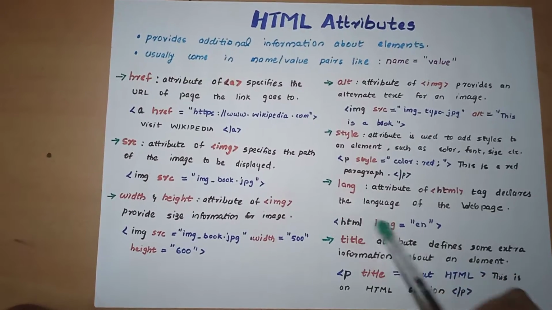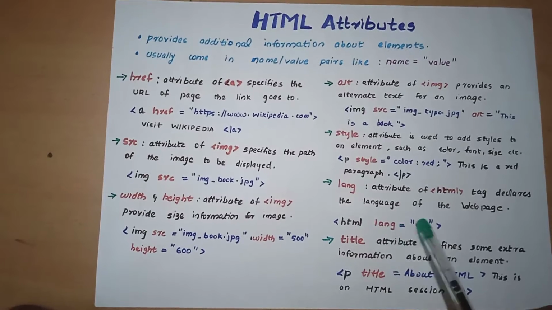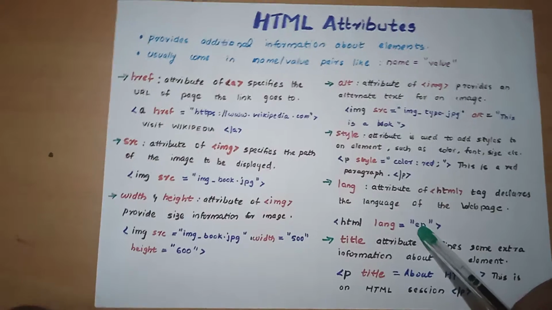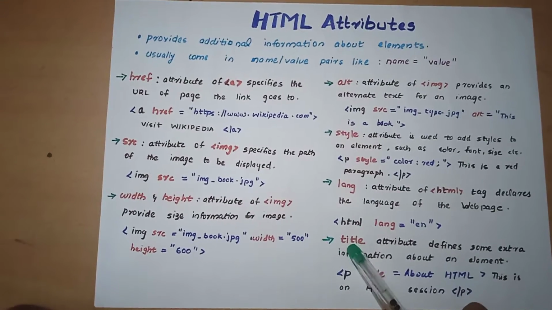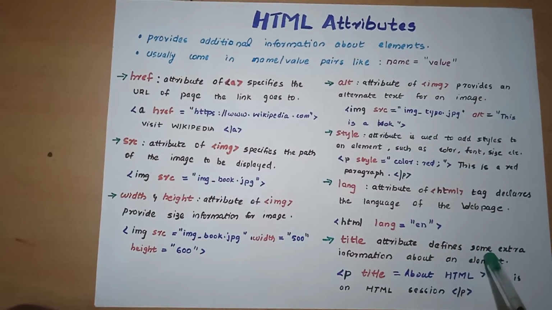Okay, so this is the example of how we write it here: html lang equals, here I used en for English, standard English. Okay, so the next one is title. The title attribute defines extra information about the element.